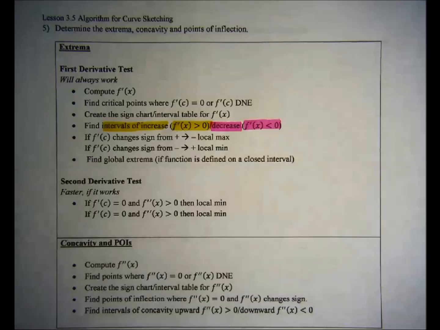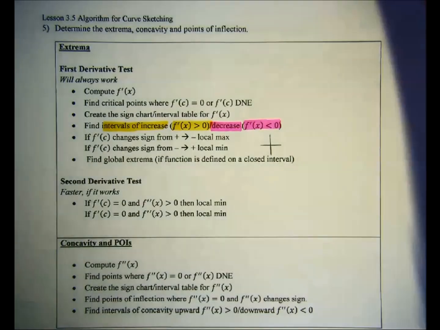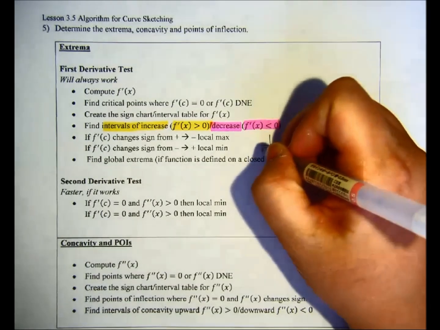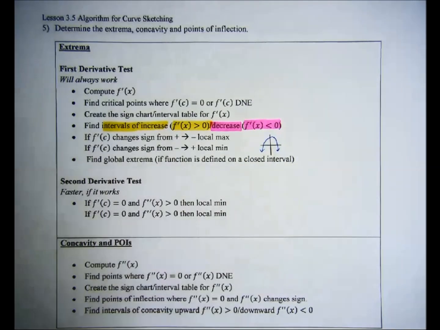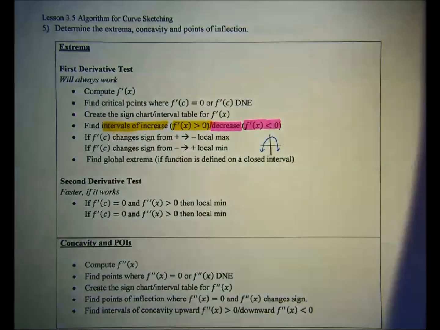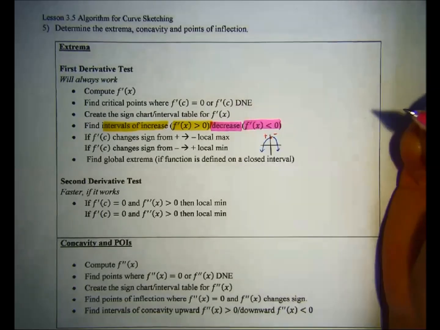And keep in mind, if the first derivative at x equals c changes sign from positive to negative, that means you have a local maximum. And if it changes sign from negative to positive, it means that you have a local minimum. So at this point, we change from positive to negative for our first derivative, and that's why we have a local max right there.